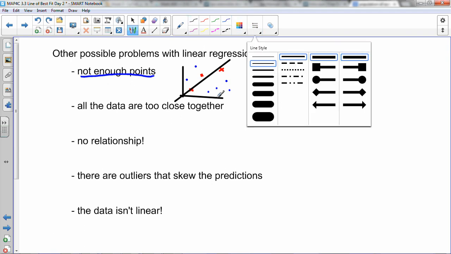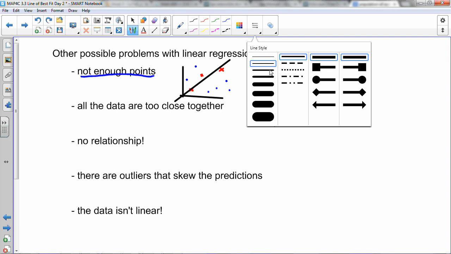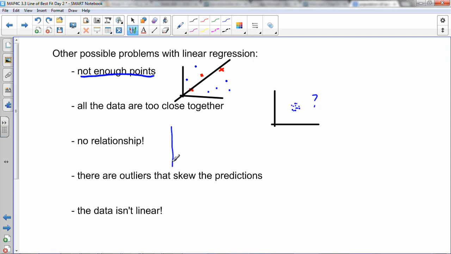Well, it could be, if the scatter plot looks like this. Data is too close together. We try and draw some sort of graph and it looks like that. Well, where are you going to put your line of best fit? I don't know, right? You go this way, that way, who knows? Could be that there's no relationship, and that happens sometimes, right? There's just no relationship between the variables. And what would the graph look like then?